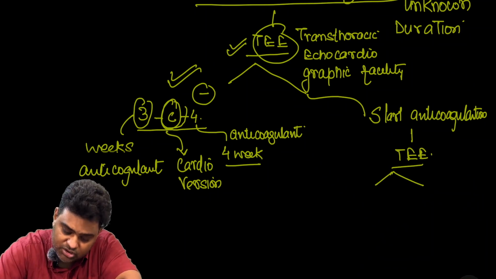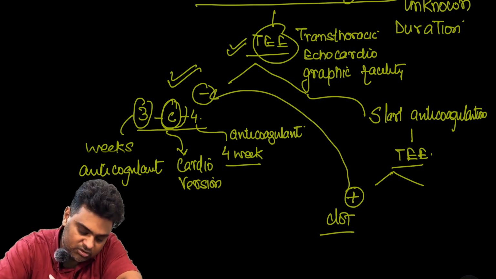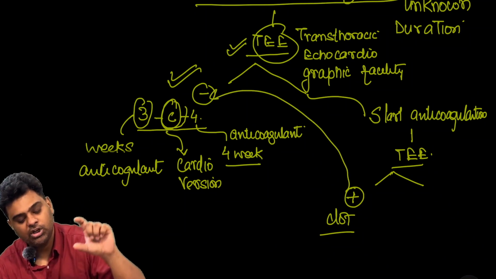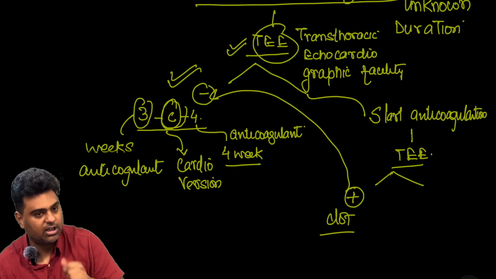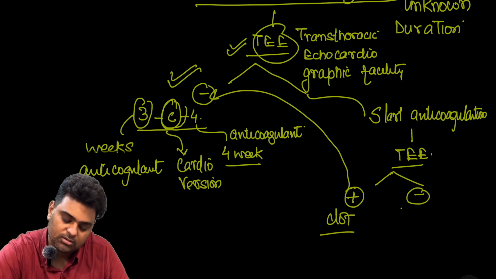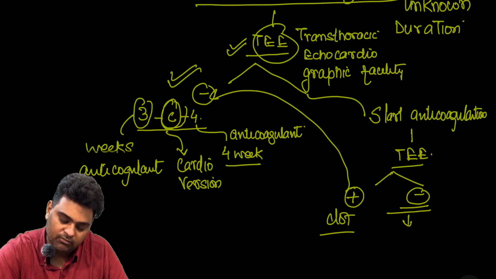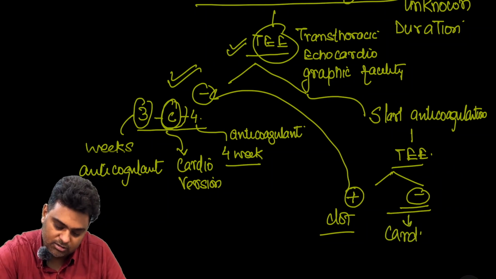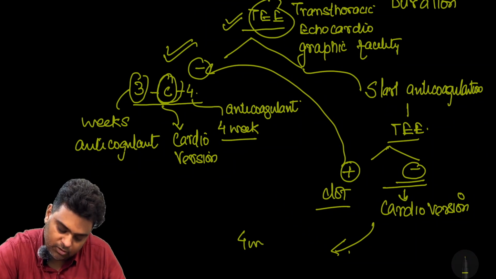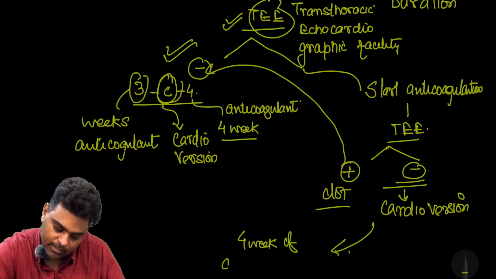If TEE shows the clot, then we will again follow this 3C4 method, that is we will start anticoagulation for 3 weeks, then we will do cardioversion, and then we will anticoagulate. If there is no clot, we will do cardioversion and then 4 weeks of anticoagulation.